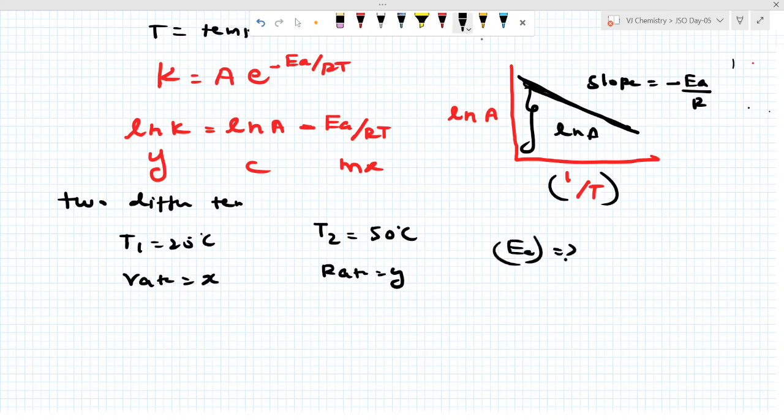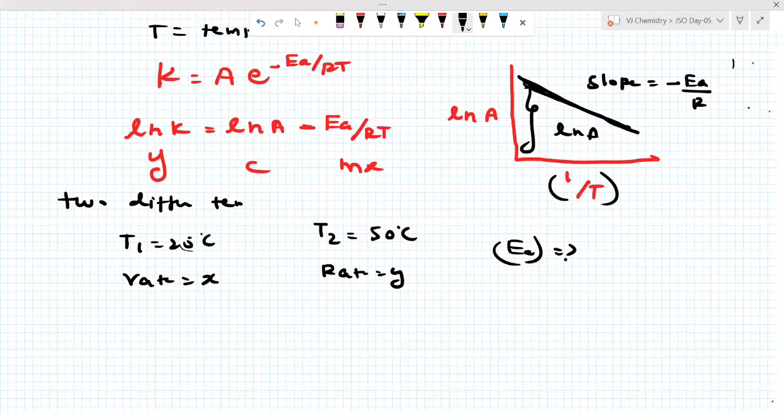Otherwise, they will say the temperature is 25 and the rate is x, and at 50 degrees, with activation energy given as 10, what is the rate y? So either they will ask for activation energy, or if the temperature is increased, they may ask what the new rate is. That is very important, please.